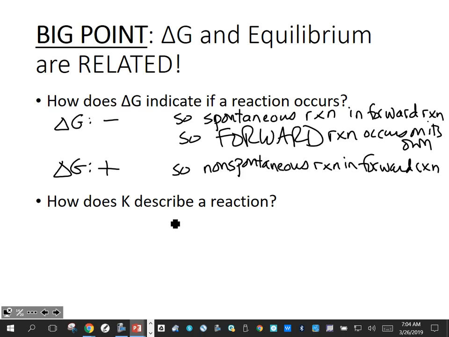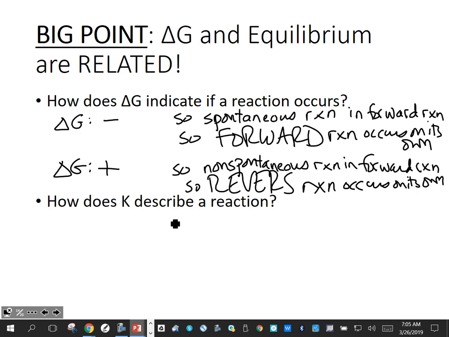Well, if you have a non-spontaneous reaction, obviously it's non-spontaneous in the forward direction, but what does that mean about which reaction will occur on its own? Well, the forward reaction will not occur on its own. But what that's also saying is that the reverse reaction must be spontaneous, right? So if delta G is positive, then the reverse reaction occurs on its own.